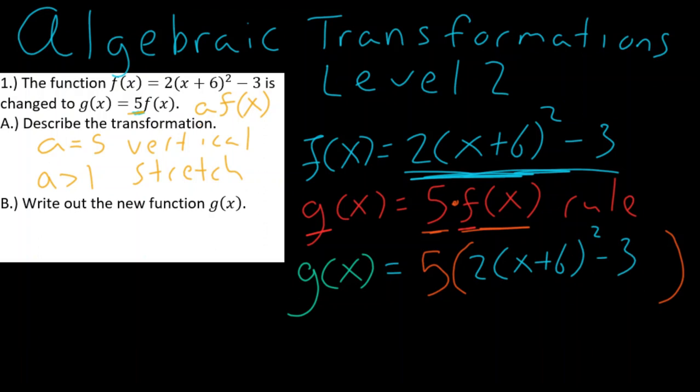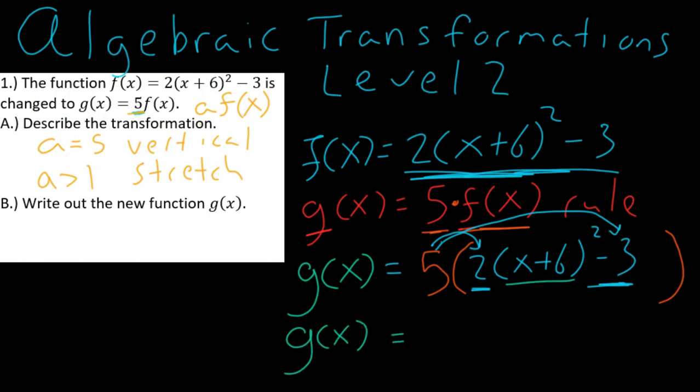So this is essentially what this rule is doing whenever we're changing the a value of the rule. We're multiplying the entire function by the a value, in this case 5. Now this distributes to our very first coefficient, that 2, and the 5 distributes all the way to the very end, to the constant. Whatever's on the inside of the function is left untouched. So we'd write our new function as such.